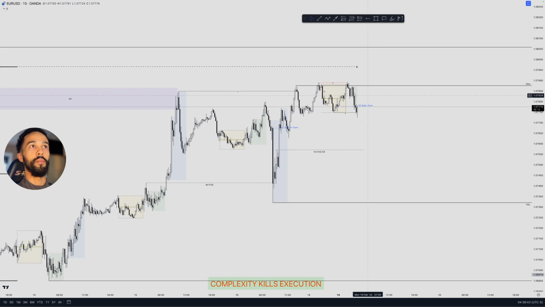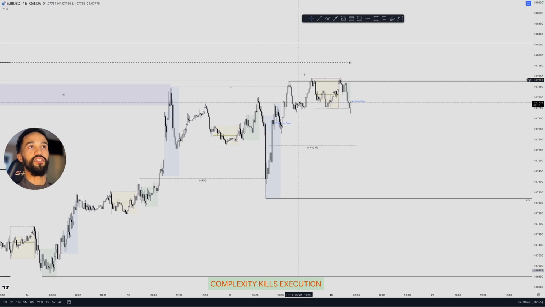However, the story still remains. We have swept buy side liquidity a couple times now. Internally, price action is bullish on the 1 hour. However, we are still within that bearish 1 hour leg. We'll see how this pans out.